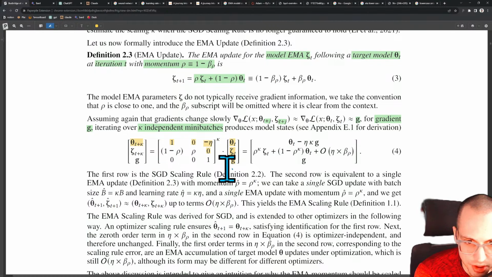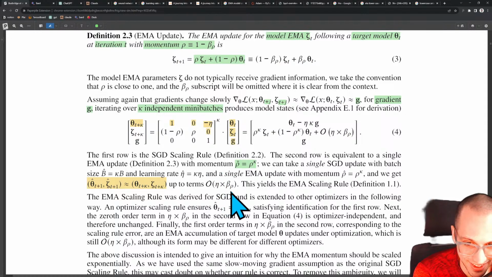The first row is the SGD scaling rule. The second row is equivalent to a second EMA update, theta hat. We can take a single SGD update with batch size and learning rate, and a single EMA update, and we get that. So that's up to terms O of eta cross beta rho. Sorry, I keep reading this as n, but it's not. This is eta, and this is rho, even though it's written like a p. So it's a little bit confusing. This yields the EMA scaling rule.